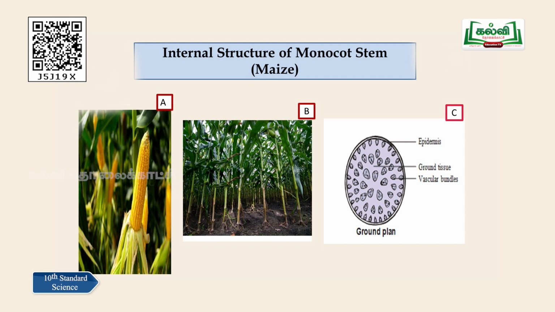Next, we will go with the internal structure of monocot stem. Here we have taken the example of maize. You all like maize, isn't it? Yes. How do you eat it? By frying? Yes, by roasting or steam cooking it.